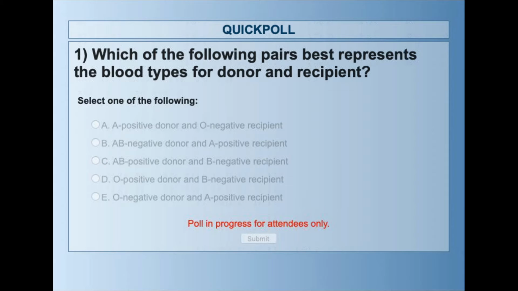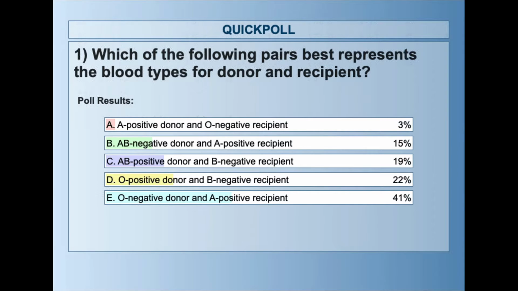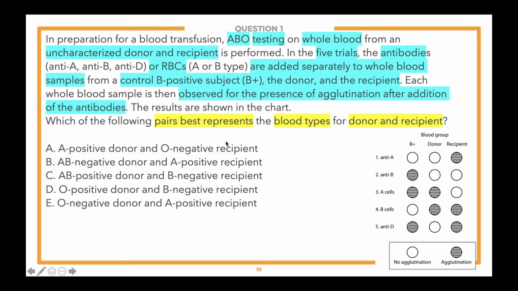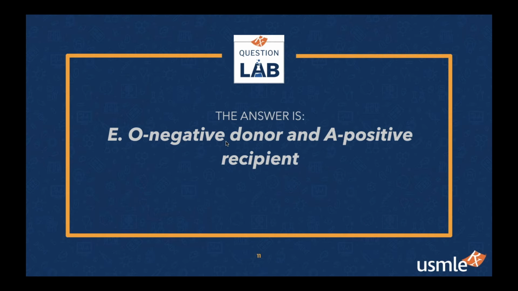Over half of you have responded. I'll give all of you a couple more seconds here. As always, we do want you to review the correct and incorrect answer choices, and we'll do that here tonight as well. So let's take a look and see what you selected. Looks like 41% of you selected E, O negative donor and A positive recipient. In second place, we had O positive donor and B negative recipient. So let's take a look and see what the correct answer is. And the correct answer is E, and 41% of you got it right. So great job. Let me hand it off to Paris.